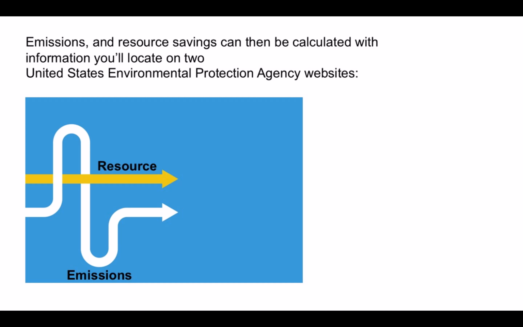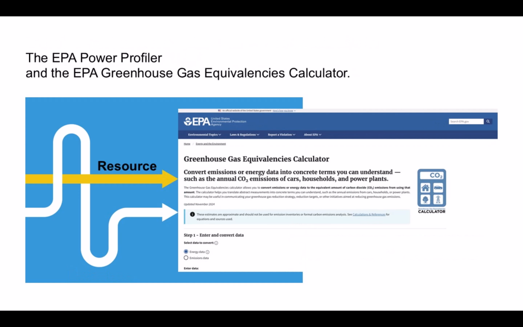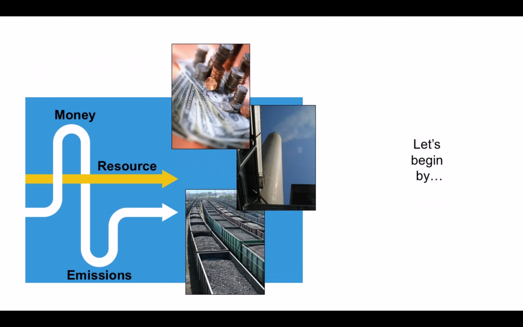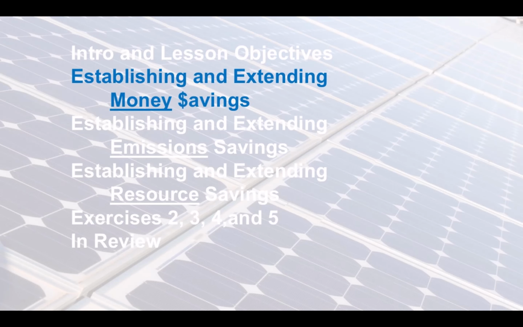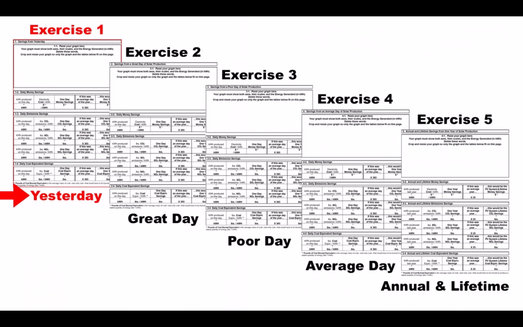Emissions and resource savings can then be calculated with information you'll locate on two United States Environmental Protection Agency websites, the EPA Power Profiler and the EPA Greenhouse Gas Equivalencies Calculator. Let's begin by establishing and extending money savings from yesterday, on the first of 5 exercises that make up Lesson 4.